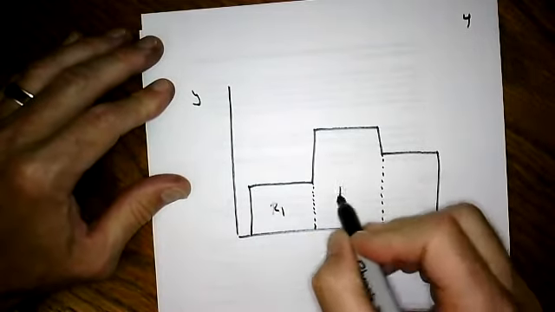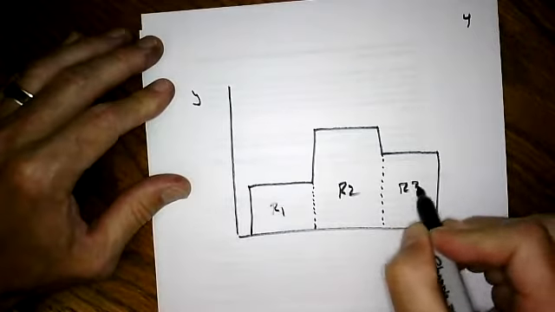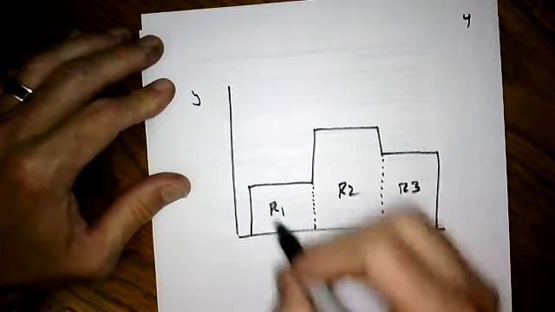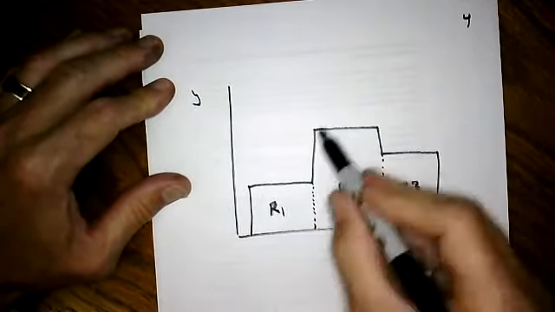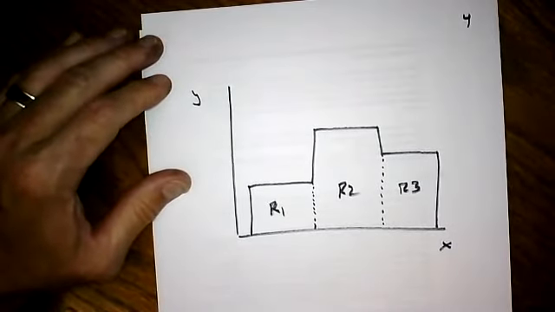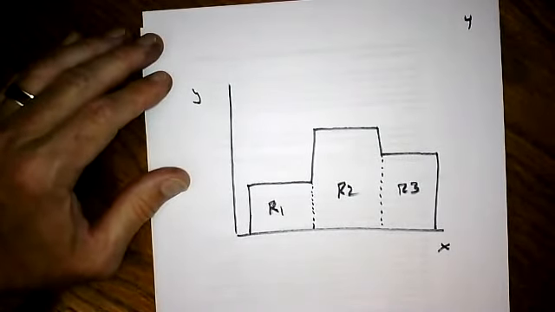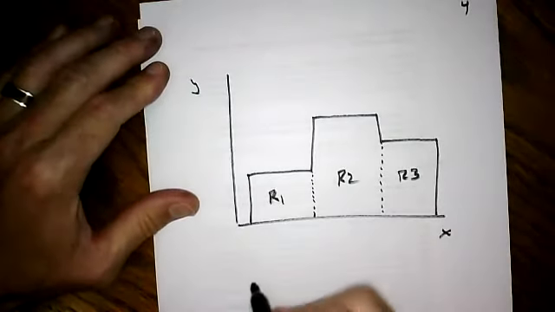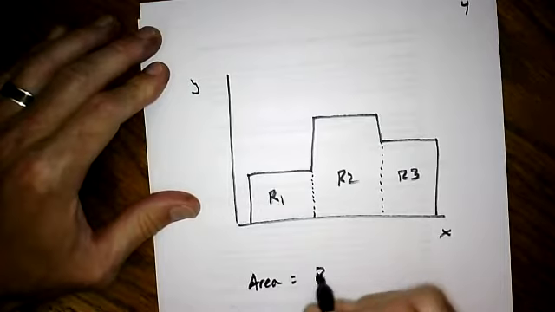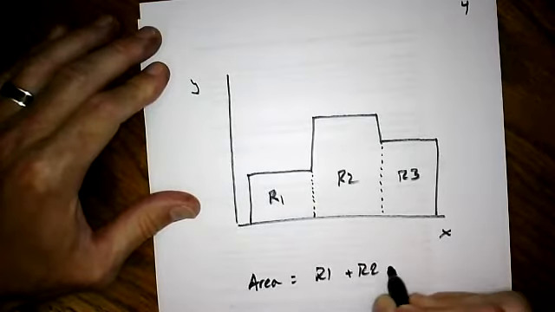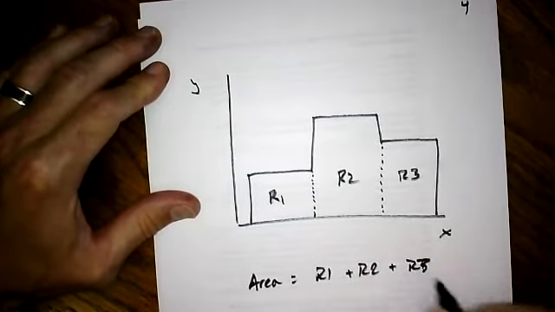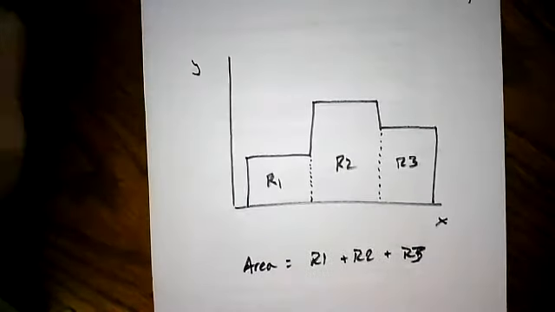R1, R2, and R3. And you should easily see that the area under this entire curve is simply the sum of those 3 areas. So area equals R1 plus R2 plus R3. I have a hard time writing today. Plus R3.